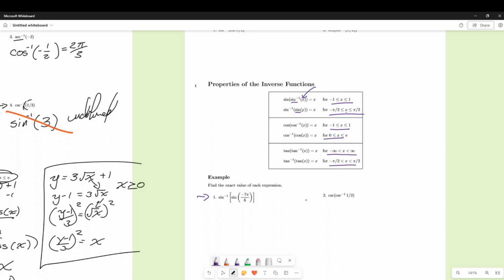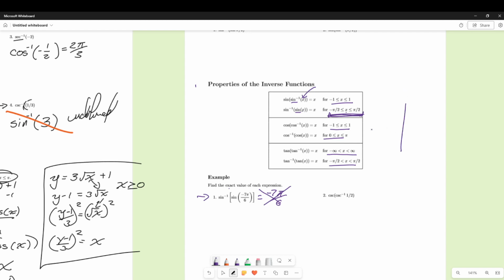So, find the exact value of the expression. It would be tempting to say, hey, the sine inverse and the sine undo each other and just leave us with the -7 pi over 6, but that can't happen because -7 pi over 6 is not in sine's restriction. Now that doesn't mean we don't do anything. That means we have to find the angle within the restriction that gives us the same answer.